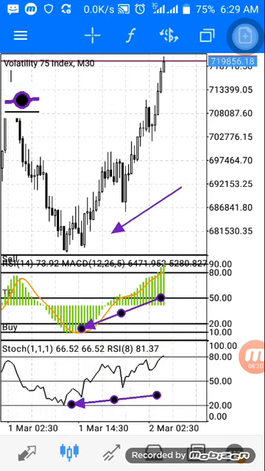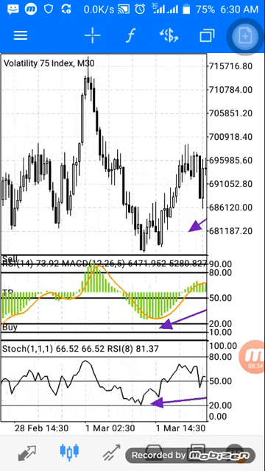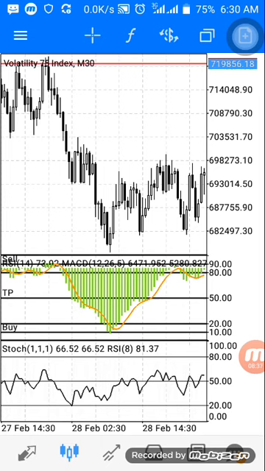So with this you enter your market right from this level 20, and you take it to level 50 and you take profit. Sometimes you don't wait to reach level 50 before you take profit. It depends on your account equity and how the market structure is.